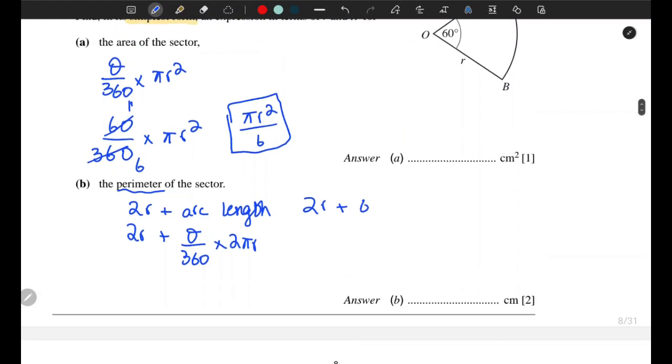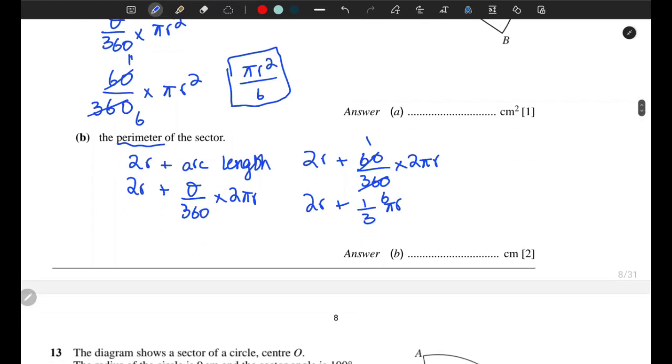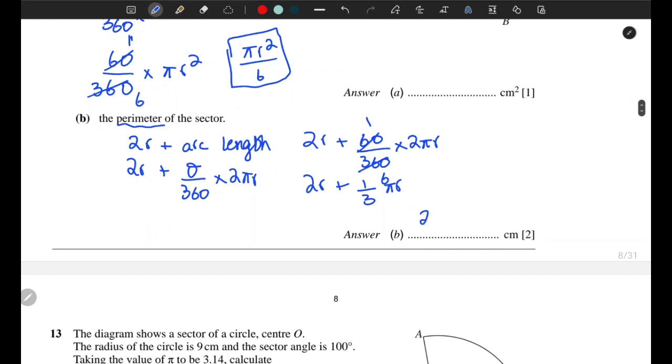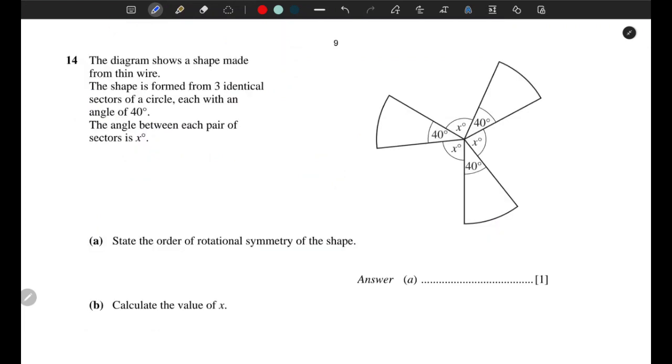Theta is again 60 over 360 into 2 pi r. So you get 2r plus, this becomes 1, this becomes 6, 1 over 6 into 2, which becomes 1 over 3 pi r. Okay? And so we can write this as 2r plus pi r over 3, and that is our final answer. Acha, and then we have another question.